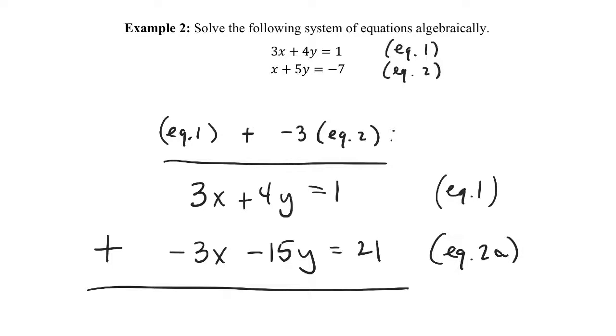Okay, so add straight down now. Again, we multiplied everything in this equation by negative 3 to give me equation 2a. That's where that comes from. Add straight down. The x's cancel. Those cancel out when I add them straight down. This becomes negative 11y. This becomes 22. Therefore, y equals, everyone? Negative 11.